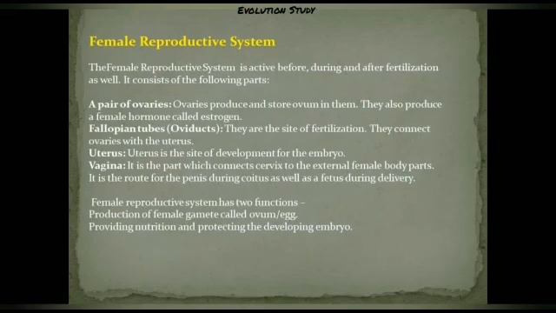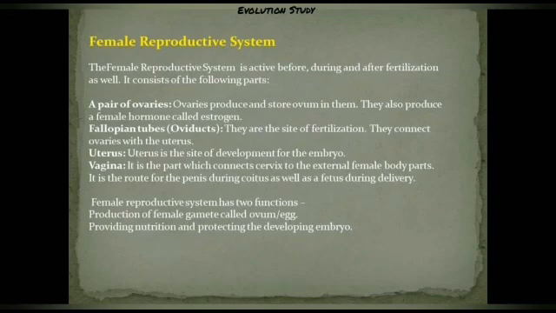It consists of the following parts: a pair of ovaries. The ovaries produce and store the ovum in them. They also produce a female hormone called estrogen. Fallopian tubes or the oviducts. They are the site of fertilization. They connect the ovaries with the uterus. Uterus. It is the site of development for the embryo.